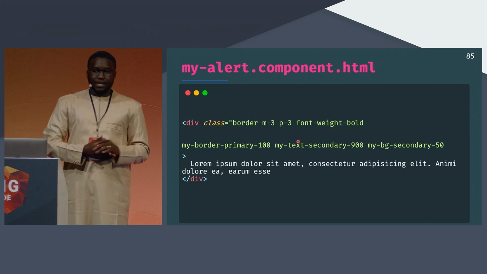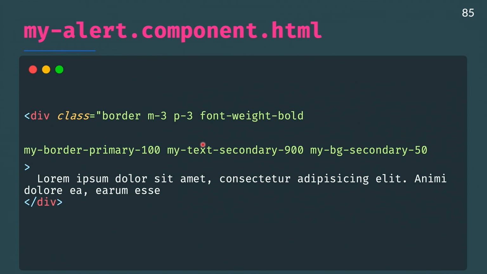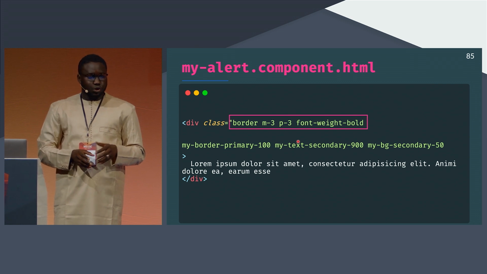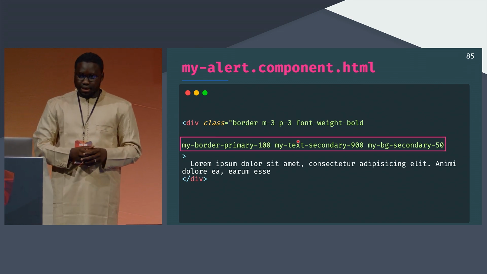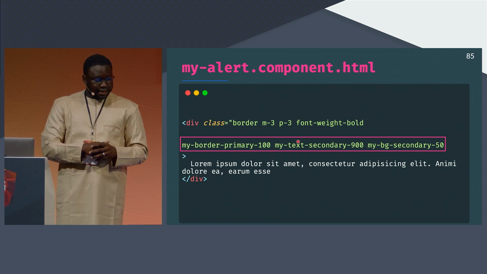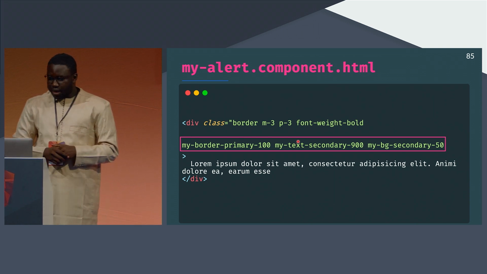So I will end up with an HTML file like this with a lot of classes. So here are the same classes that we had earlier. So border, things that are not related to theming, but rather to layout. And then I have my other classes, and these ones are related to theming. How do I do that?